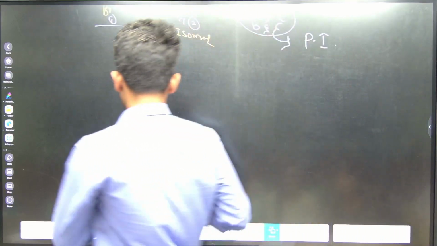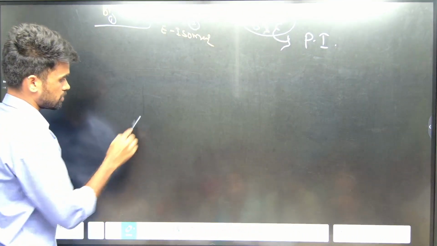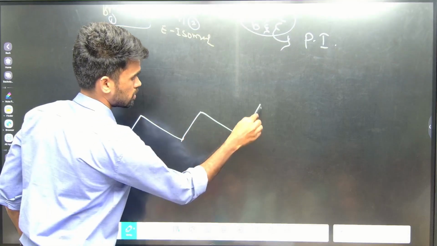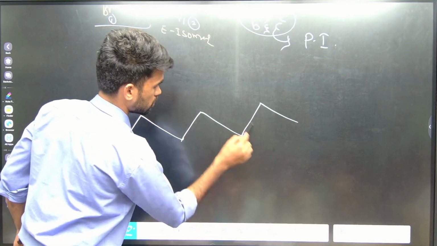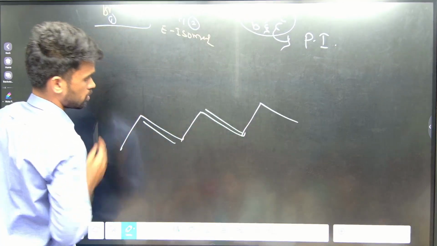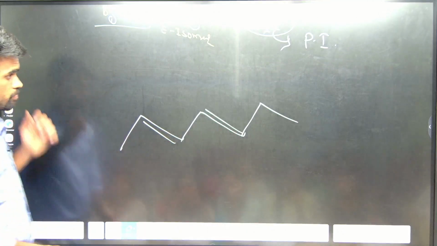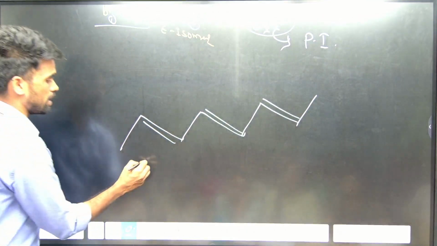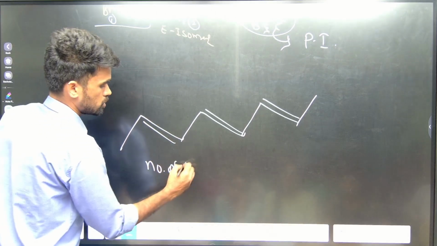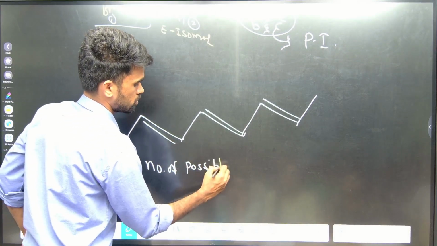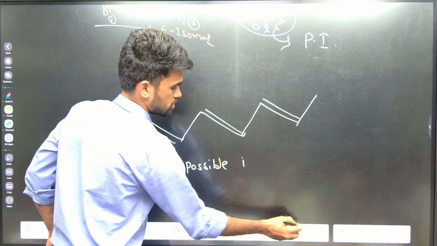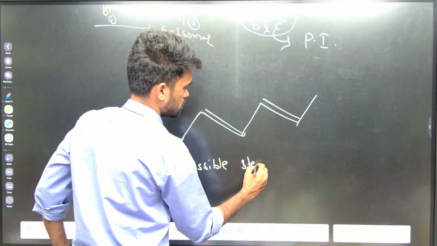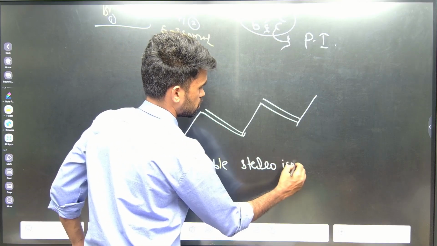Okay, one more thing here. See, they will give a formula like this. One last question on this. Now, the number of possible isomers they will ask. Number of possible stereoisomers. Fast.